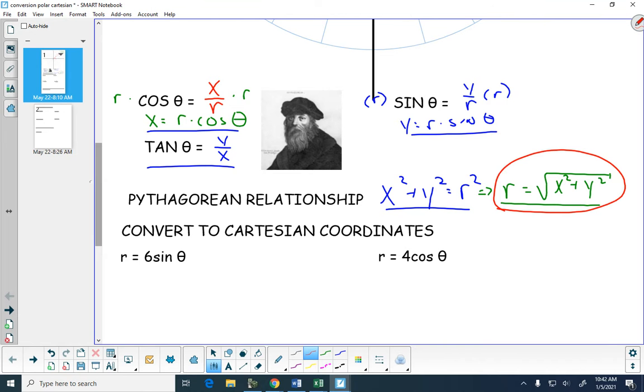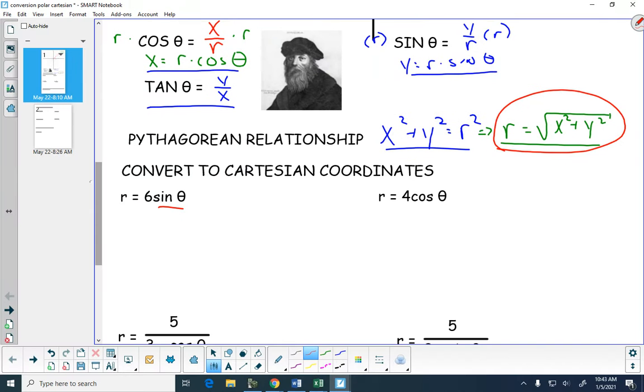But if I take a look at my right-hand side here, I have sine of theta. So what we're left with here is r is equal to 6 times the sine of theta. And from up above, the sine of theta is equal to y over r.